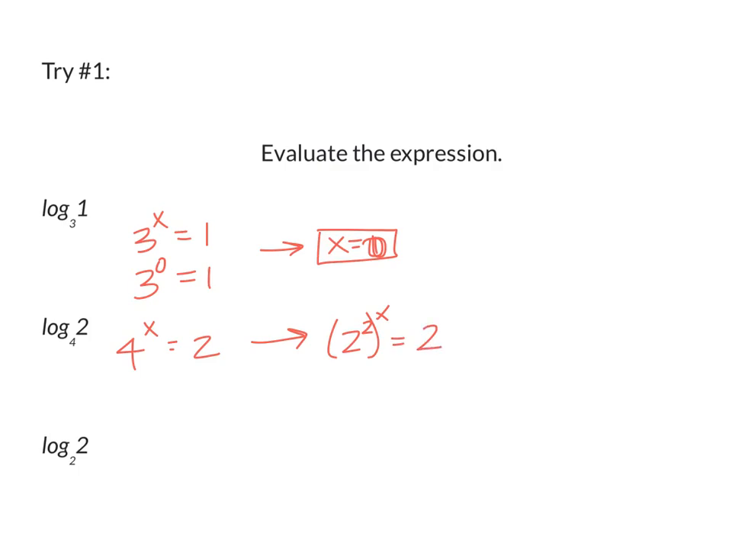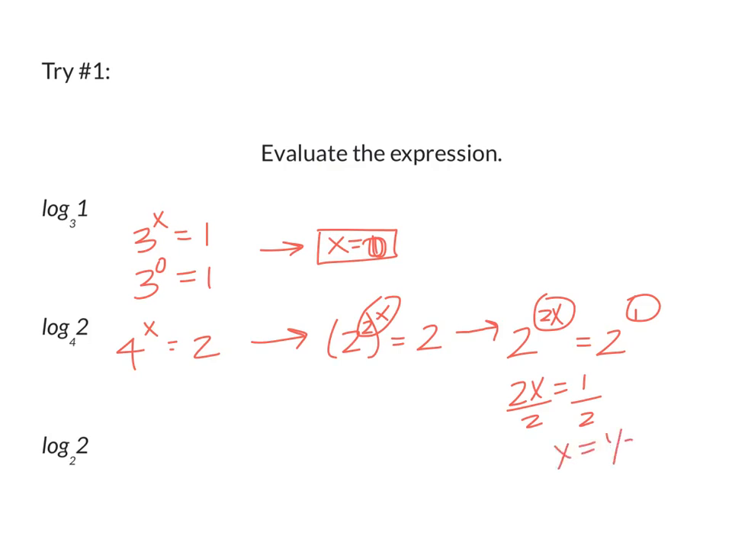Okay? And if I multiply this 2 and 2x, it becomes 2 to the 2x equal to 2. Now that they have the same base, and by the way, this is 2 to the first, I can ignore their bases and focus on their powers to solve for x. So now I have 2x equal to 1. If I divide by 2, x equals 1/2. So 1/2 is the power for that x value.